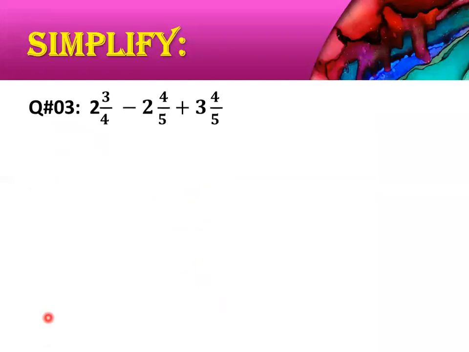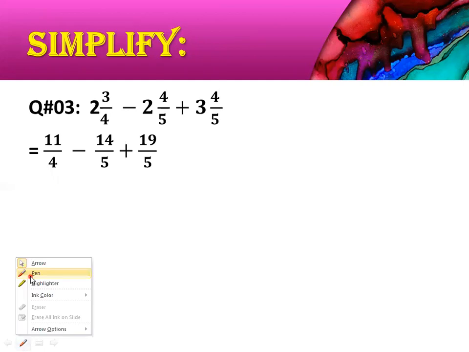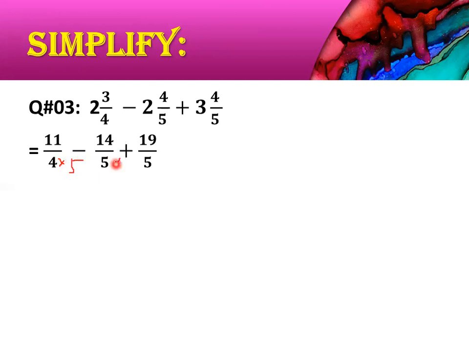Now, next question, again, question number 3, you have to simplify it from the same exercise, that is exercise number 3.2. Now, what you have to do, simply, first you will convert them into the improper fraction. So after converting into improper fraction, what you will get, 11 upon 4 minus 14 upon 5 plus 19 upon 5. As you can see, the denominators are different here. So simply you will make them common. So how will you make them common? Obviously, you will multiply this 4 with 5, this 5 with 4, and also this 5 with 4.